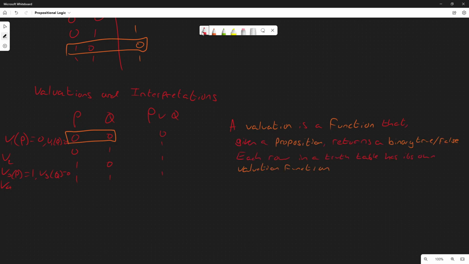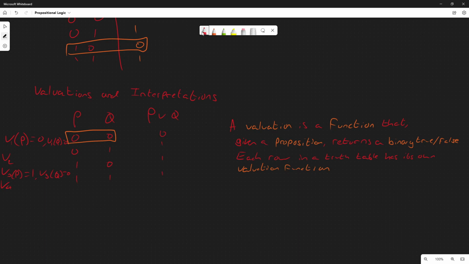So, to reiterate, a valuation is a function that, when given a proposition, will return a binary true or false value. It evaluates a proposition to its binary equivalent. And each row in a truth table, especially for the atomic columns, has its own valuation function. So a 4-row truth table will have 4 valuation functions for it. That's what a valuation is.